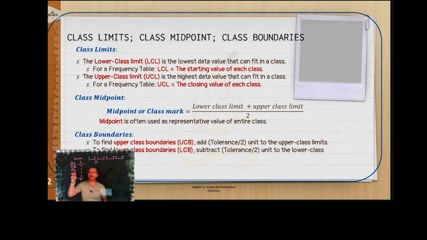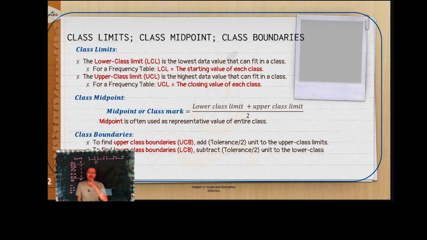And so you might get a question that says, what is the lower class limit of group 3? And you would say, okay, it's 15. You might have another question that says, what is the lower class boundary of group 3? And if you put 15, you will get the answer incorrect, because that is the lower class limit, not the lower class boundary.